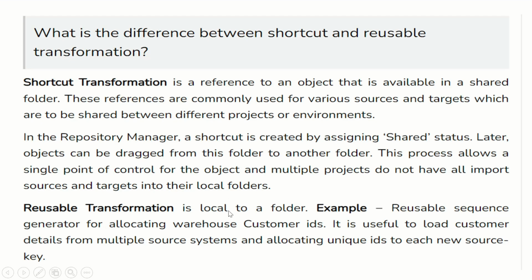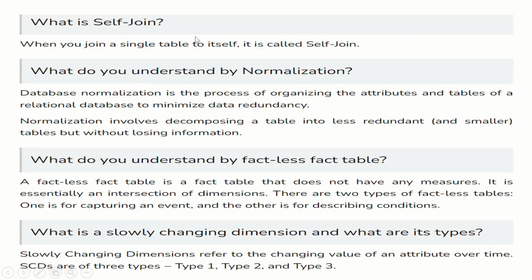A reusable transformation is local to a folder. Example, a reusable sequence generator for allocating warehouse customer IDs. It is useful to load customer details from multiple source systems and allocate unique IDs to each new source key. What is a self-join? When you join a single table to itself, it is called a self-join.